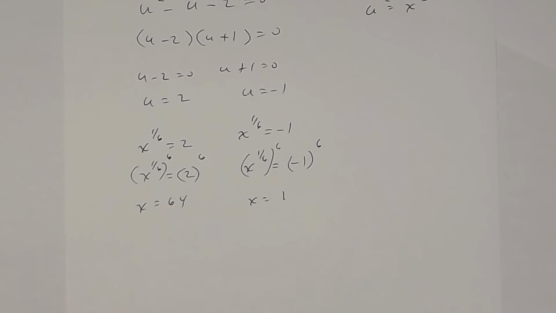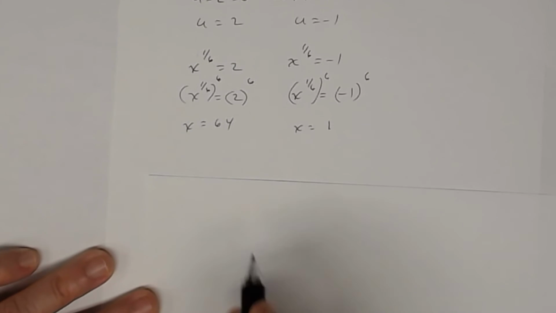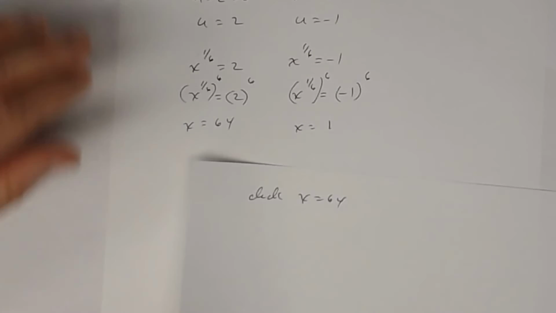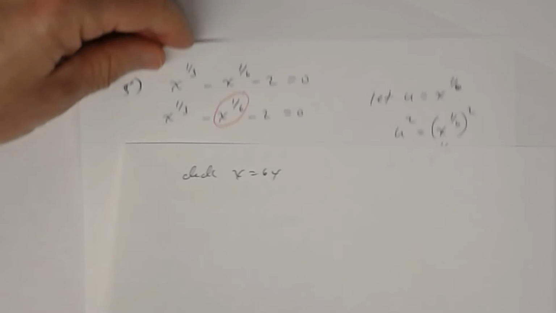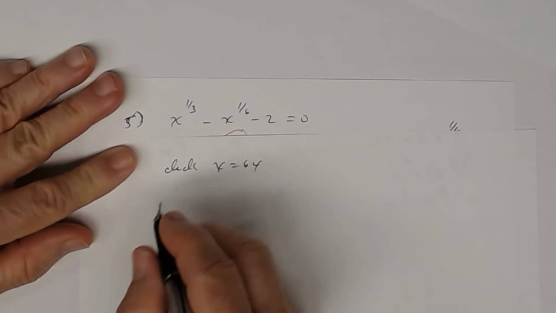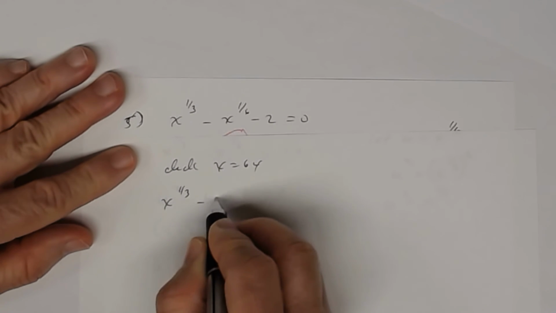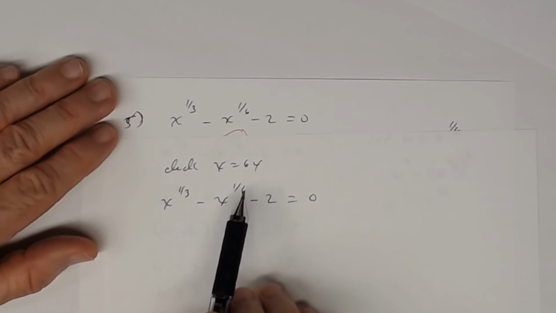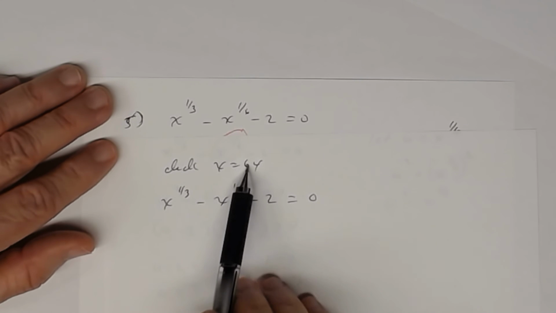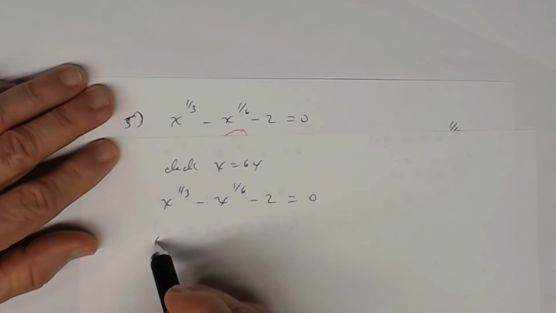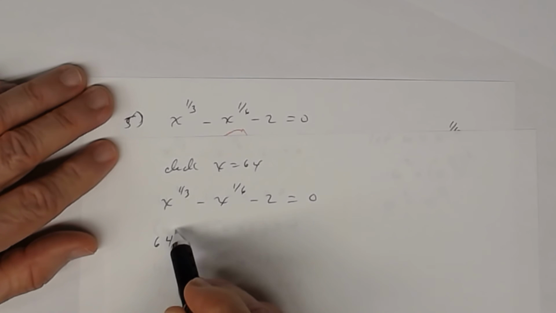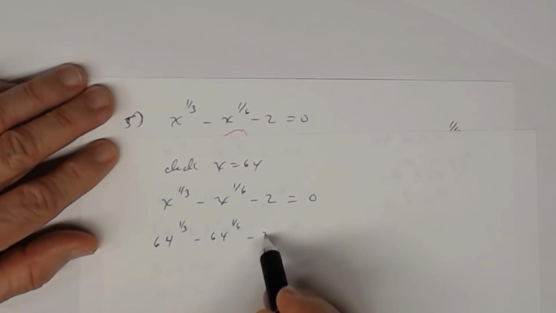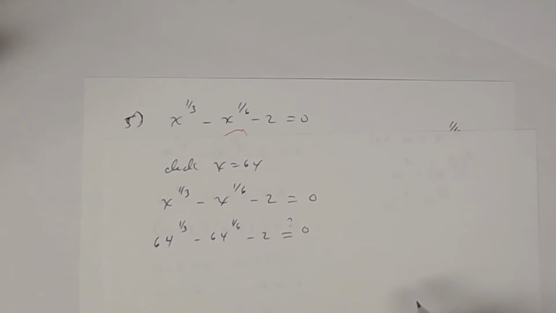So let's go ahead and check this. Let me go ahead and check on a separate sheet of paper. So let's check x equals 64. So go back to the original, and here was the original, right here. So I'm going to go ahead and rewrite this over. x to the 1/3 minus x to the 1/6 minus 2 equals 0. Now, I shouldn't have to worry about getting that domain error because 64 is a positive number. So I can easily use the calculator. So 64 raised to the 1/3 minus 64 raised to the 1/6 minus 2. And I want to see if that's going to equal 0.